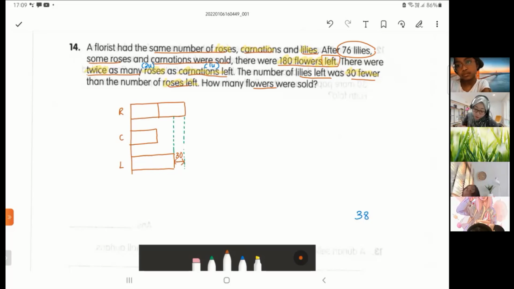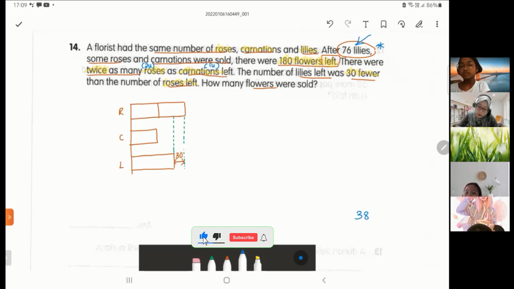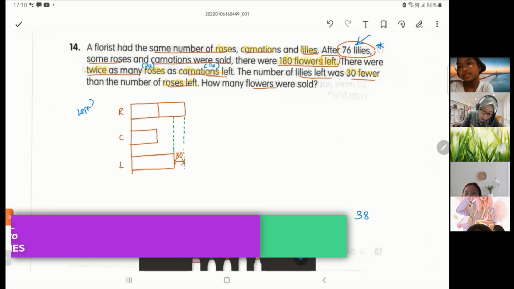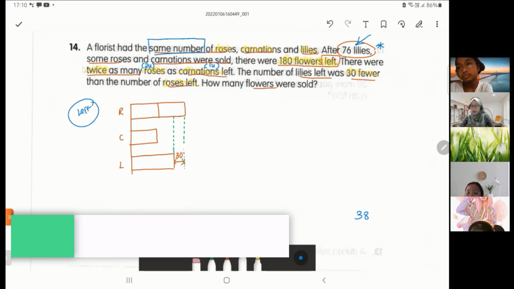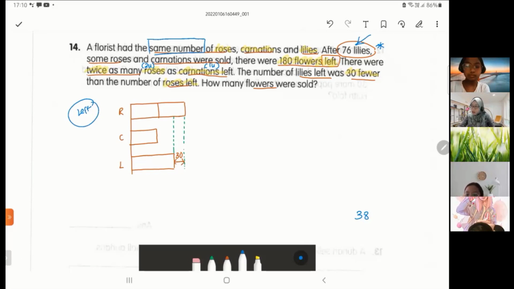Before all this was sold, there were 76 lilies sold. This one we haven't put in. Just take note, haven't put inside the model first. Before all this happened, this is my leftover. I start off with my left. They actually have the same number of roses, carnations, and lilies at first, right? So this is another clue to start off with.